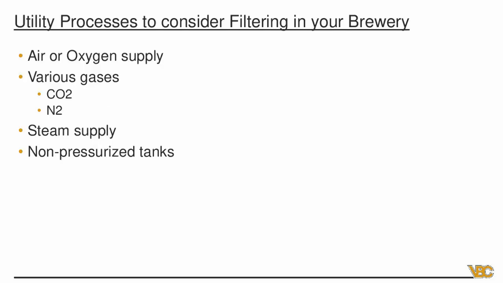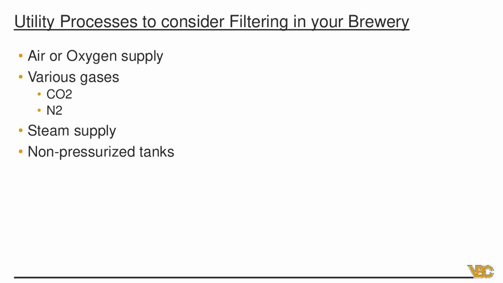All right, so the first thing: different utility processes you should consider filtering in your brewery. First one, your air or your oxygen supply. A lot of that comes in direct contact with your wort if you're doing aeration, or depending on what you're doing with your various filling, bottling, kegging processes, you might have a compressed air supply going there or your direct oxygen. Same thing with any gas you bring into a facility. Most commonly, you would have CO2 in a number of different locations, depending on what you're trying to do, or nitrogen.